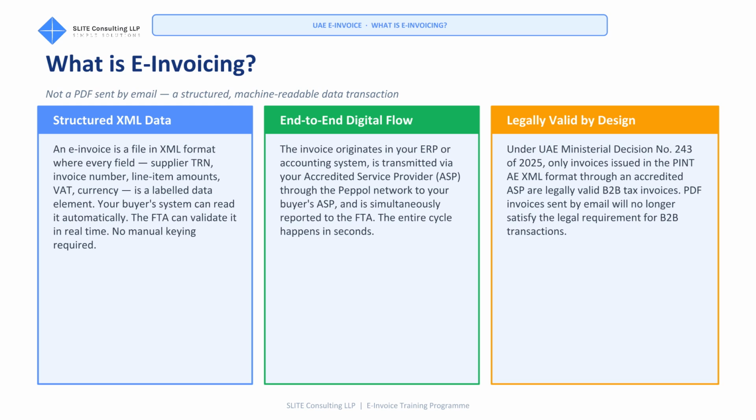That changes 3 things for your finance team. Errors are caught at issuance rather than at audit. Your buyer's input VAT recovery depends on receiving a valid XML, and your reporting to the FTA is continuous rather than quarterly. Next, we look at why governments are doing this.